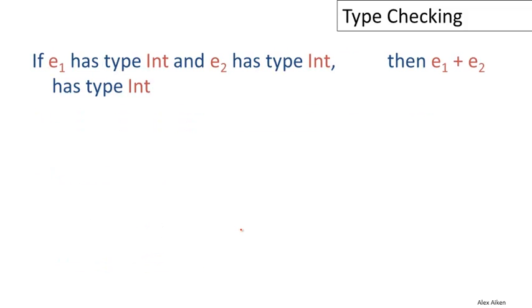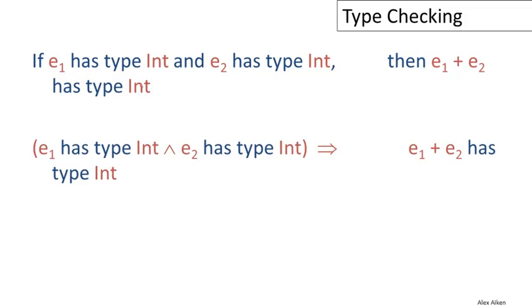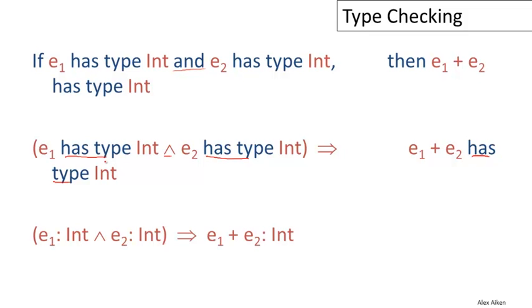So now consider the following very simple type rule. If E1 has type int and E2 has type int, then E1 plus E2 also has type int. And we can just take the definitions we gave on the previous slide and gradually reduce this to a mathematical statement. So for example, we can replace the if-then with an implication, and we can replace the word and with a conjunction, and now we just have these has-type statements, and we had a notation for that, and we wind up with this purely mathematical statement which says exactly the same thing, that if E1 has type int and E2 has type int, that implies that E1 plus E2 has type int.